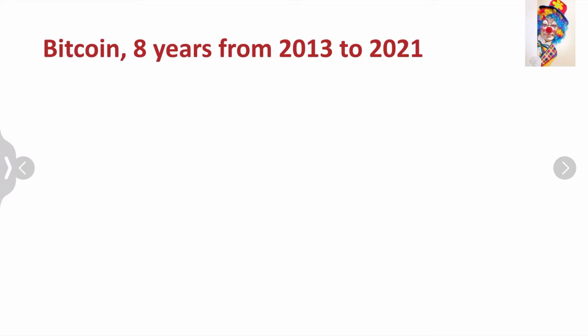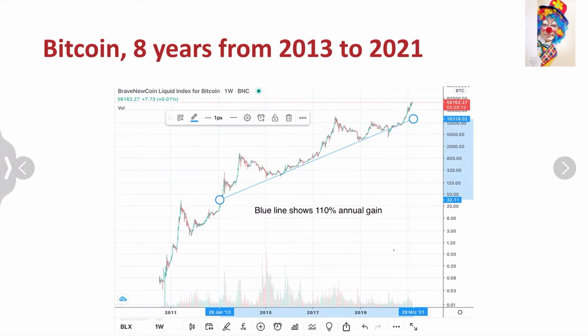And then I looked at the cryptocurrency Bitcoin, 8 years from 2013 to 2021. Why Bitcoin? Well, it's the one and only cryptocurrency which really has a history. The other cryptocurrencies are even younger and you don't have the history. What we see here is also a completely different class of growth, especially at the beginning of Bitcoin from 2011 to 2013. This is an extreme growth.